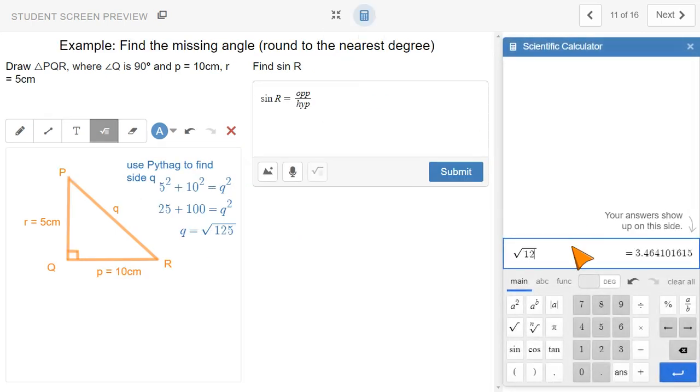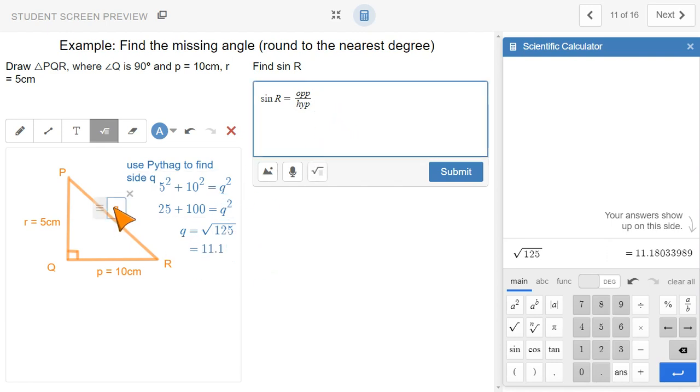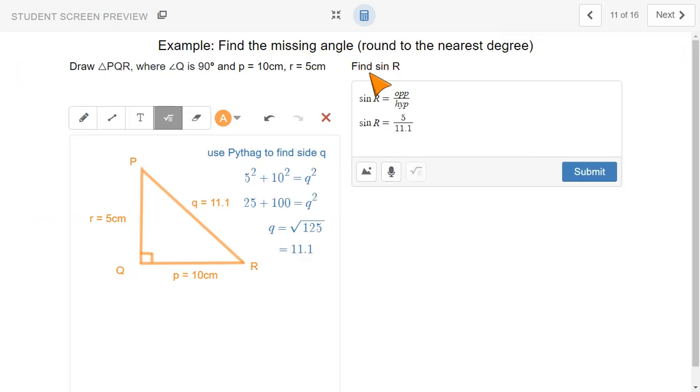So let's substitute it in here. Square root of 125 is equal to 11.1. Now that we have the value of our q, we can substitute it into our equation. The equation says sine R is equal to opposite 5 over 11.1. We have answered this question. We found sine R. Now, if I was looking for angle R, I could have done that without looking for sine R.